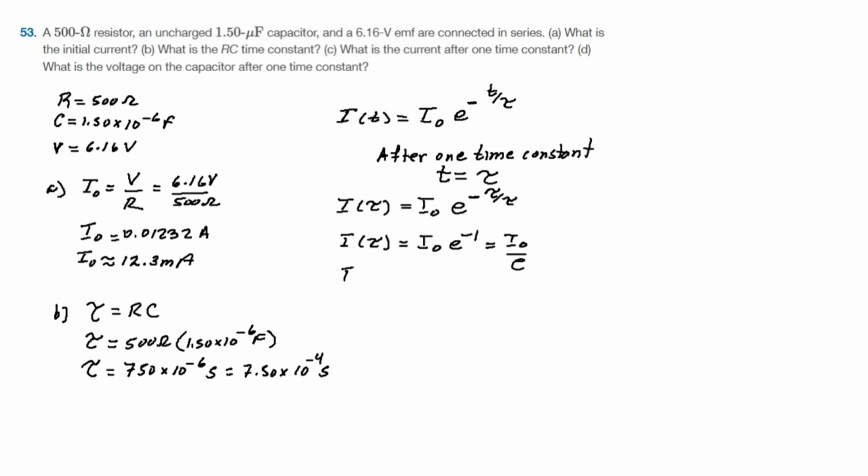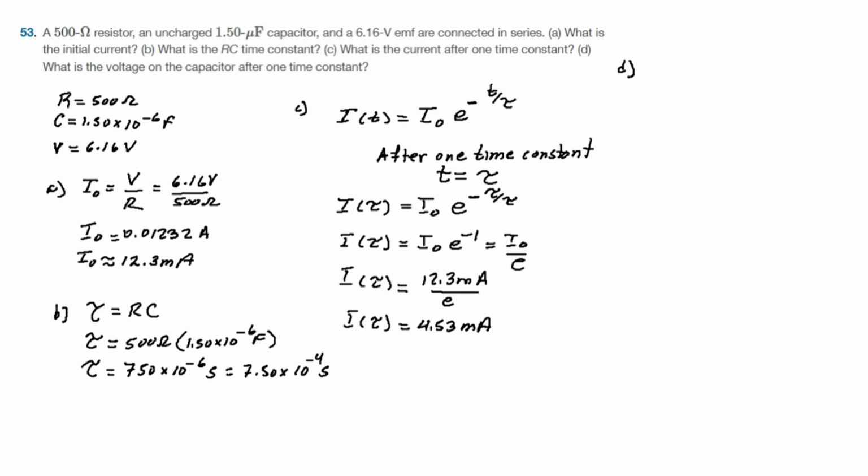So after one time constant, my current will be I sub 0, that is 12.3 milliamperes, divided by e, the Euler's number, the natural base that we learned in college algebra. So I of tau, the current after one time constant, would be 4.53 milliamperes.